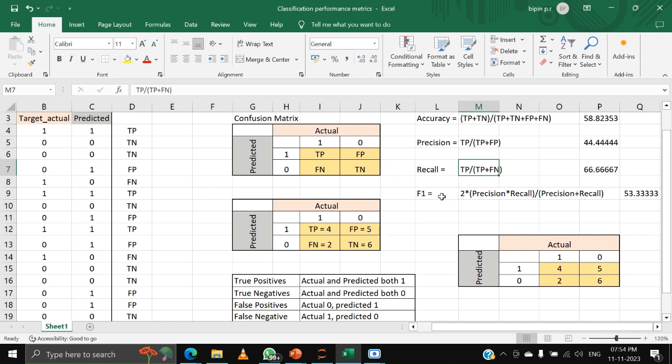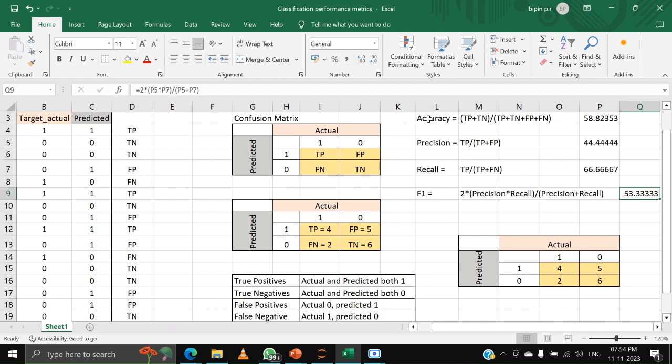Now again you have the F1 score. F1 score has this equation: 2 into precision into recall divided by precision plus recall. It is again a metric. Using precision and recall you can get this value, and the value I'm getting is 53.33.